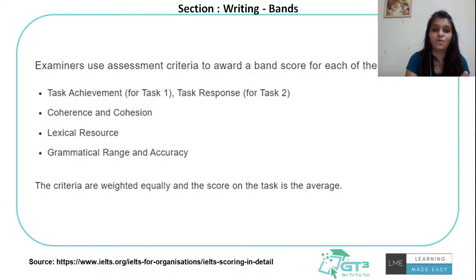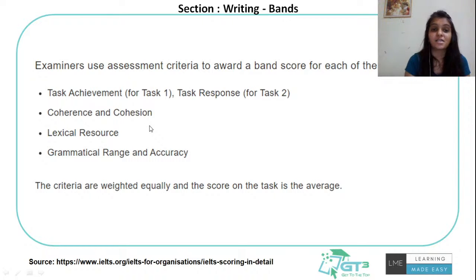What's the task response? Task response means you have understood the question and you are not going off topic. Off topic means, for example, if your essay is about the environment, then you need to stick to the environment topic till the end. If you are talking about pollution, or some other things, then there are chances that you are going off topic in your task response, and that would lose you marks. Now what is coherence and cohesion?